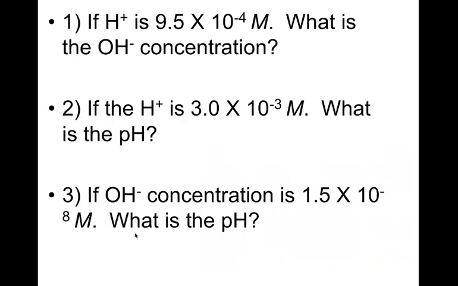So here's three additional problems. H plus is 9.5 times 10 to the negative 4. What's the OH concentration? And the H plus is 3.0 times 10 to the negative third. What's the pH? And OH is 1.5 times 10 to the negative 8. What is the pH? I'll let you guys pause the video at this point and try to do these on your own, and then restart it, and I'll have the answers on the next slides along with explanations.